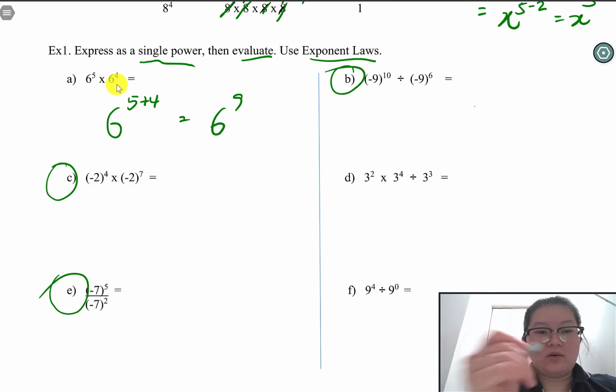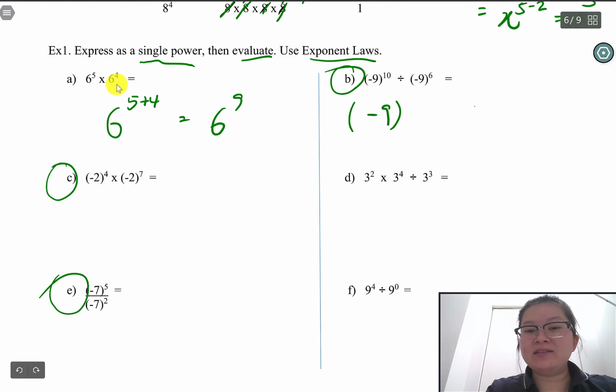Alright, so let's start with B. I have -9, and this is division. So that's 10 minus 6, with -9 as my base. This is going to be -9 to the power of 4.